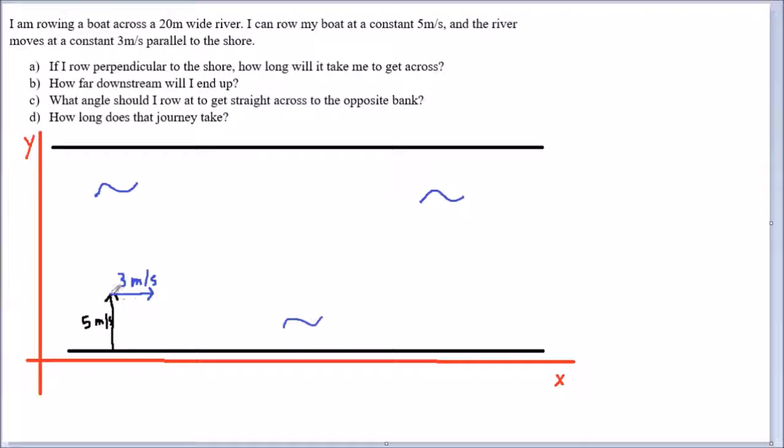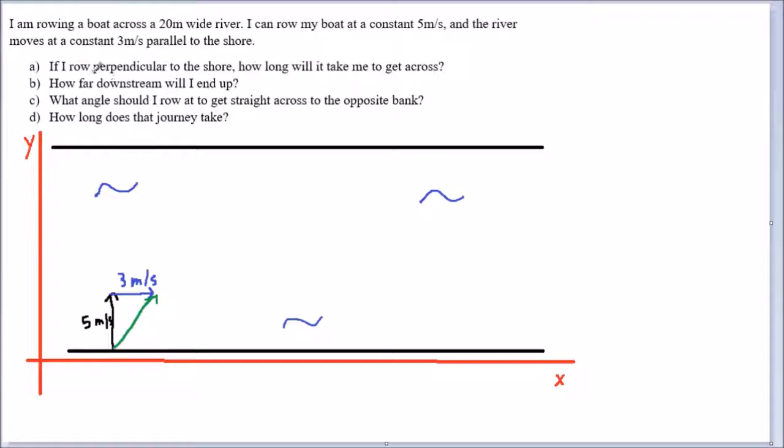So now we can add these two vectors together, because my boat is going to be moving in this direction, while the water is also carrying me in this direction with these two magnitudes. So we can imagine our net velocity of the boat as we row straight across the river is actually going to be this green vector here, pointing in this direction.